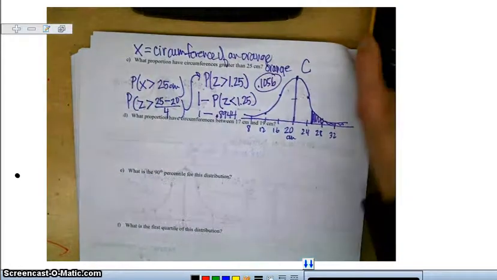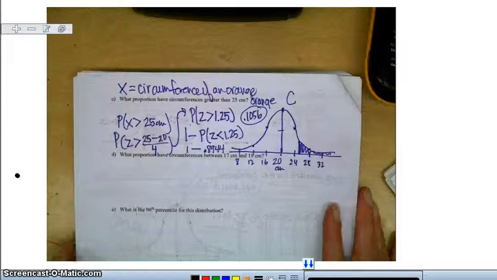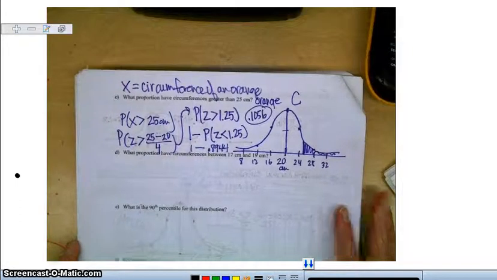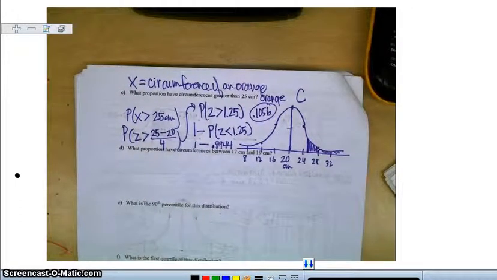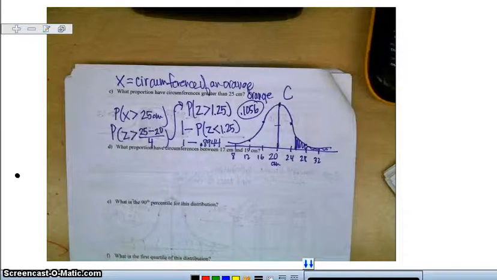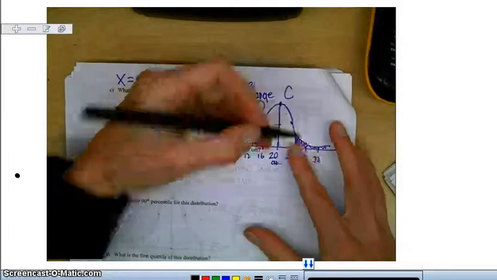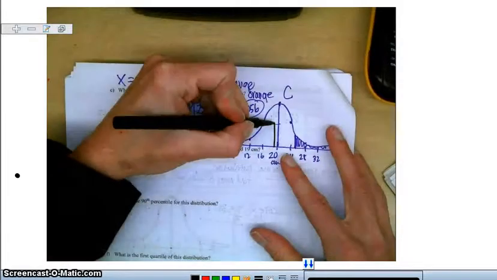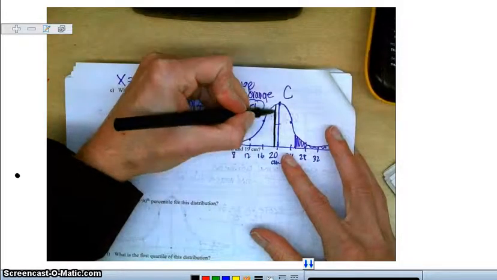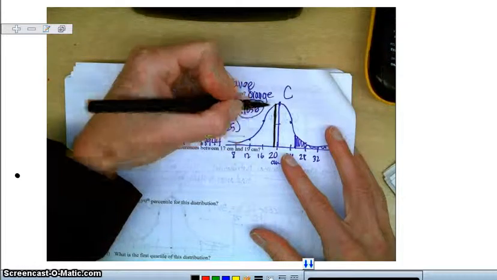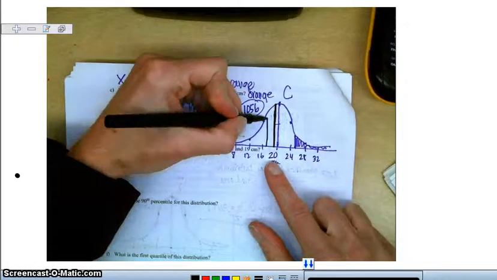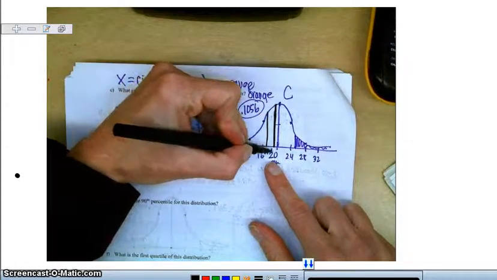All right, so what proportion have circumferences between 17 and 19? Okay, so this one takes just a little bit of work. So what proportion have circumferences between 17 and 19? I'm going to use this picture right here. So between 17 and 19, first of all, let's think of 19. If I were just finding the proportion, well, between 17 and 19, it's going to be like this little section right in here, 17 to 19.